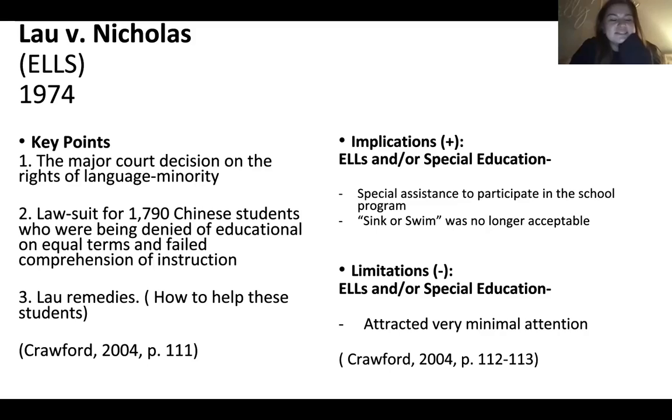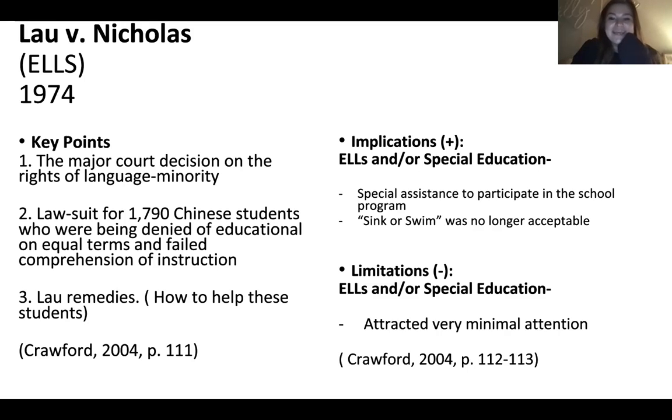The Lau versus Nichols case was in 1974, and some key points of this case are that it was the major court decision on the rights of language minorities. There was a lawsuit for 1,700 Chinese students who were being denied education on equal terms and failed to comprehend instruction. And then the Lau remedies are basically just guidelines that help identify how to help these students.